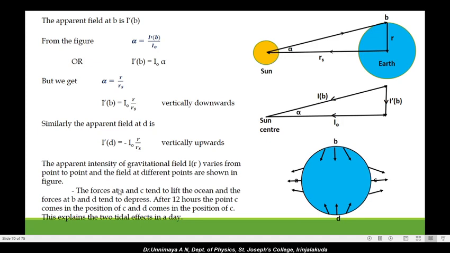And the forces at A and C tend to lift the ocean, and the forces at B and D tend to depress. A എന്ന് പറഞ്ഞ പോയിന്റിലെയും C എന്ന് പറഞ്ഞ പോയിന്റിലും ഉണ്ടാകുന്ന ഫോഴ്സുകൾ എന്താണ് ചെയ്യുന്നത്? ഓഷ്യനെ ലിഫ്റ്റ് ചെയ്യാനാണ് യൂസ് ചെയ്യുന്നത്. Similarly, the forces at the points B and D tend to depress the ocean. So after every 12 hours, what happens? The point C comes in the position of B. Comes in the position of B, not C, comes in the position of B.